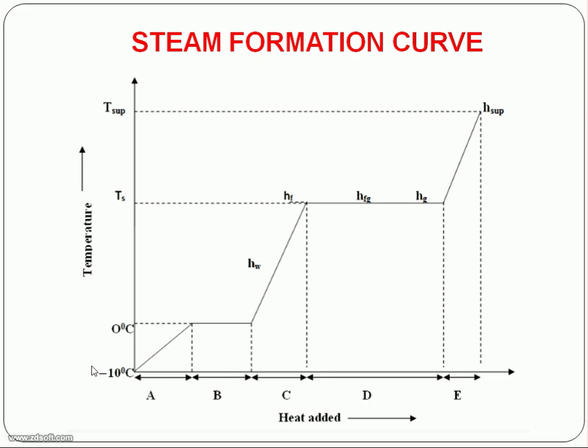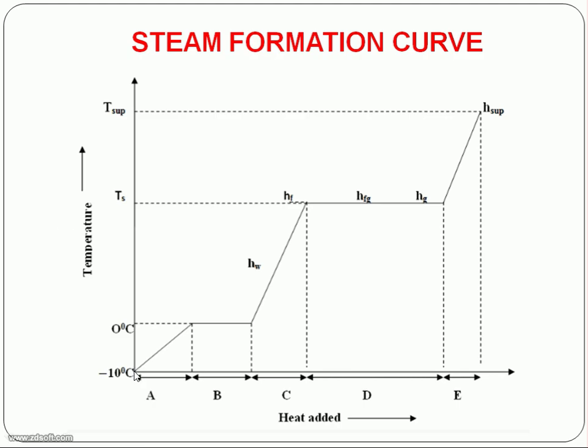It is showing the conversion of ice at minus 10 degrees Celsius to a superheated state. We cover this in different stages. Let's start with this point where my cursor is pointing. Over here we have ice whose temperature is minus 10 degrees Celsius. Now we start adding some heat to this ice.